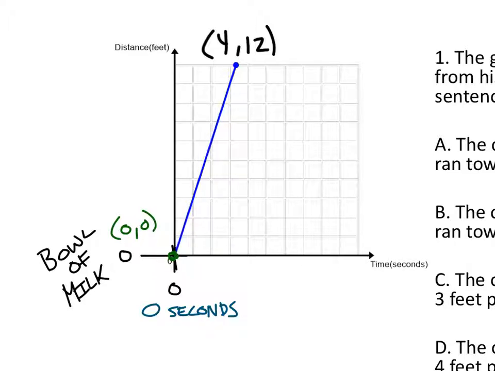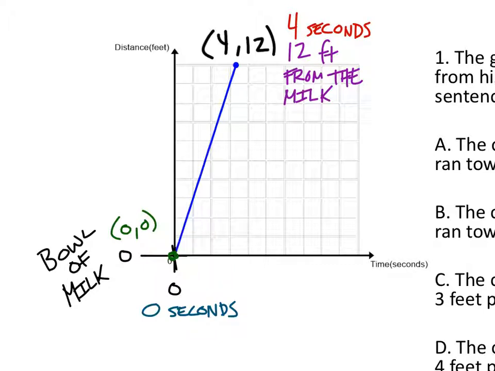Now this ordered pair that they gave us up here, the 4 is in seconds, because that's the x value on that one, and the x represents seconds. But also the 12 is representing distance away from the bowl, so that would be 12 feet from the bowl of milk. Also, this line is straight, so we know that the cat is traveling at a constant rate of change. And we should be able to figure out what the constant rate of change is just from the graph as well, okay? Something else we may notice about this is that the line is straight and goes through the origin, so we know that it is a proportional relationship.